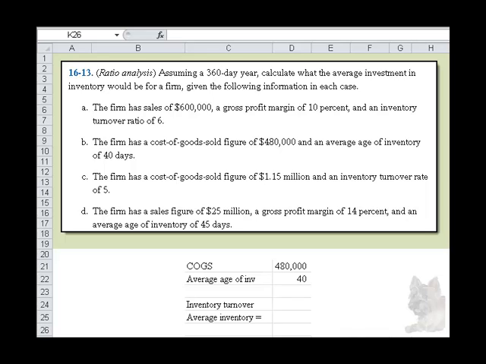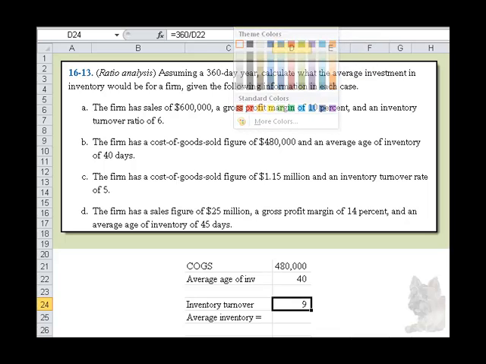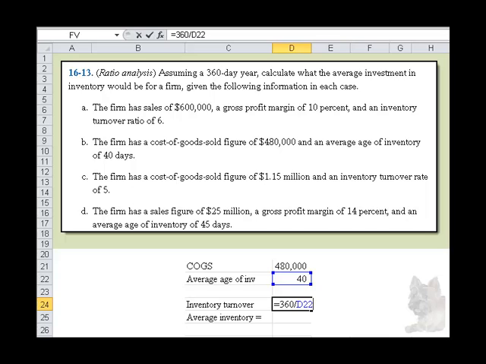B says the firm has a cost of goods sold figure of $480,000 and an average age of inventory of 40 days. All right, how do we calculate the investment in inventory? Well, we first can calculate inventory turnover. Inventory turnover is pretty straightforward. Let me bring this to light. If we take 360, the number of days in the year, and we divide it by the average age of inventory, we can calculate the inventory turnover.